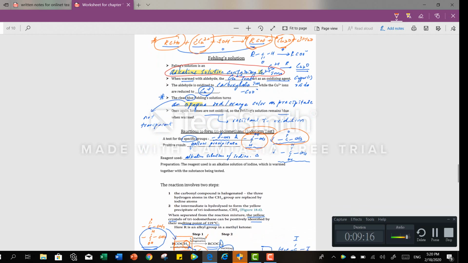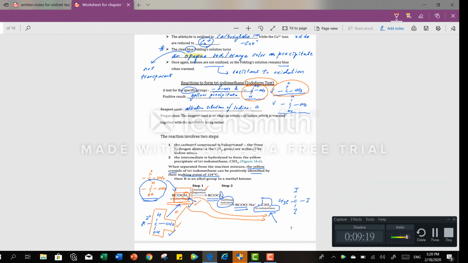Okay, and then the last test you need to know is called iodoform test. Iodoform test is not used for testing aldehyde or ketone. Instead, it's used for testing a specific group of atoms in a compound, okay? No matter what the compound is, maybe the compound is very big, contains 20 carbons, but if it contains this group or this group, it will show a positive result in an iodoform test, okay? The positive result is the yellow precipitate. The ingredient is alkali solution of iodine.